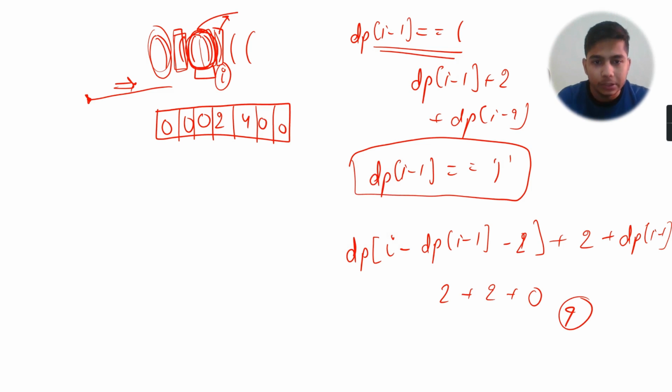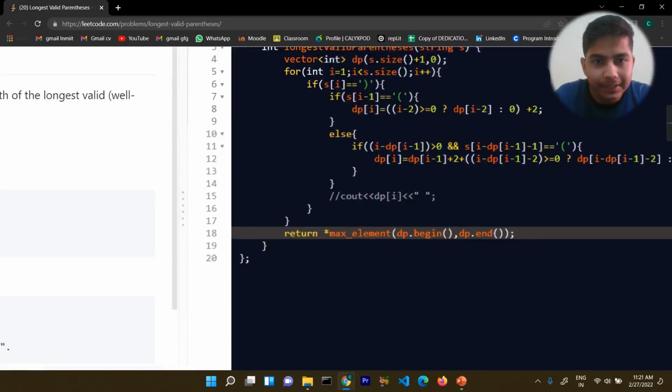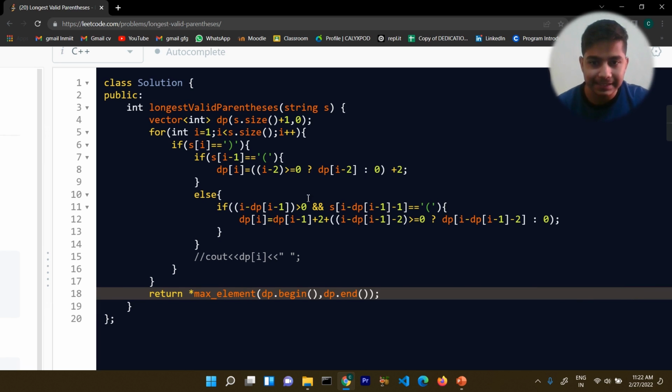I hope you got the solution, right? So let's head over to the code part so that we can explain it more. The same thing is being written here. If it is a closing bracket, then there will be two options. Either at s of I minus 1 I am having an opening bracket. In that case, you have to check if there exists an I minus 2 or not. If there exists an I minus 2, then you have to add it plus 2, else you have to add 0. We have discussed the first case.